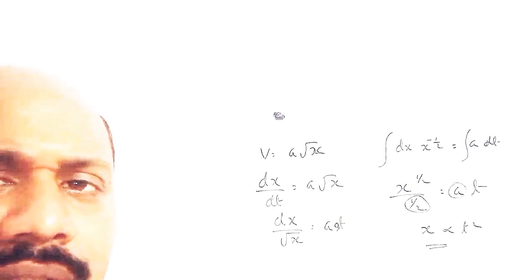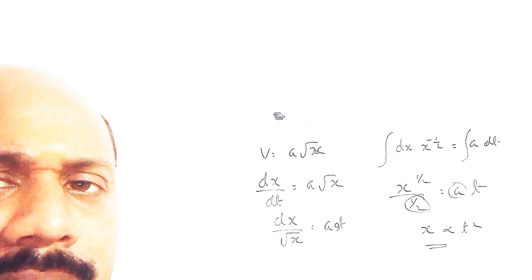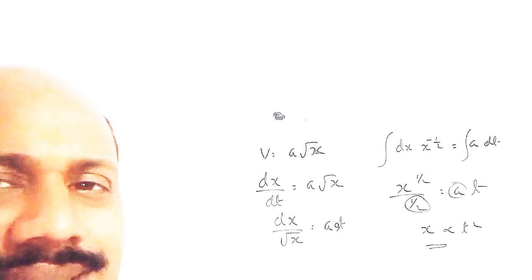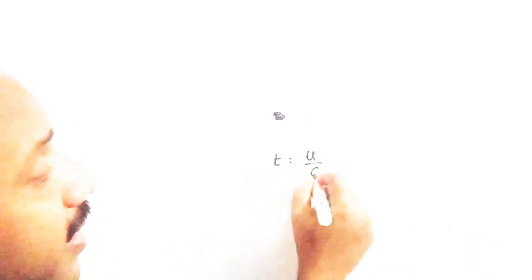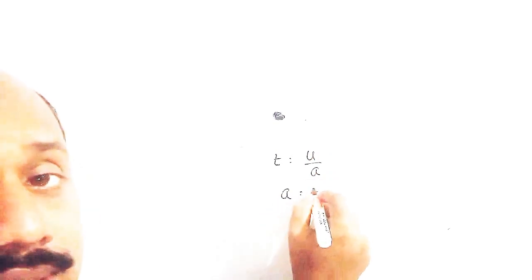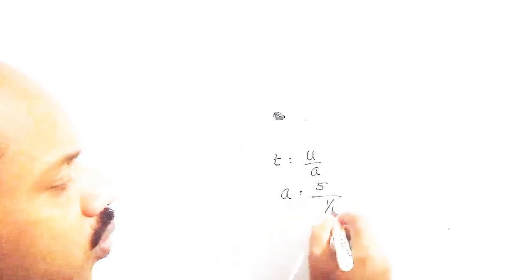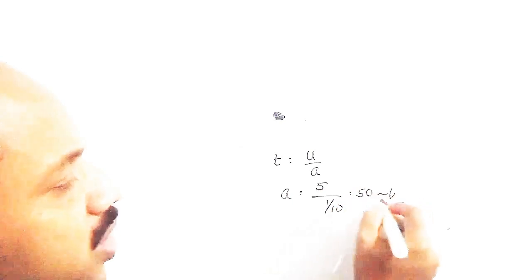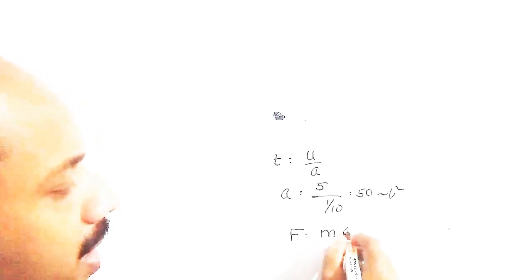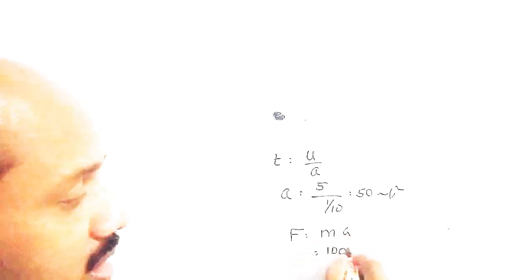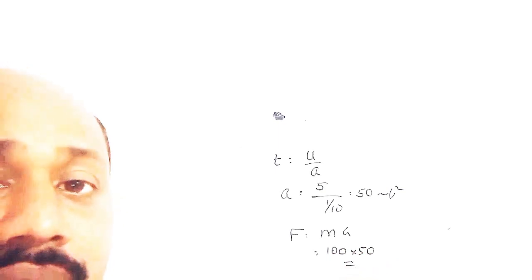13th question. A vehicle of 100 kg is moving with a velocity of 5 meter per second. To stop in 1 by 10 seconds, the required force in the opposite direction is. What is the stopping time equation? For constant retardation, stopping time is U by a. Now a is equal to U by t. It is moving with 5, t is 1 by 10, so it is 50 meter per second square. The force is what? Yes, m a, that is 100 into 50. The answer is then 5000 Newton.